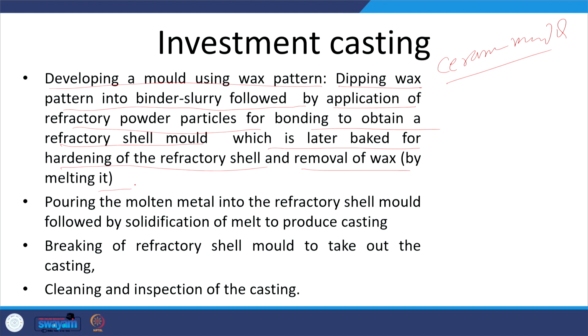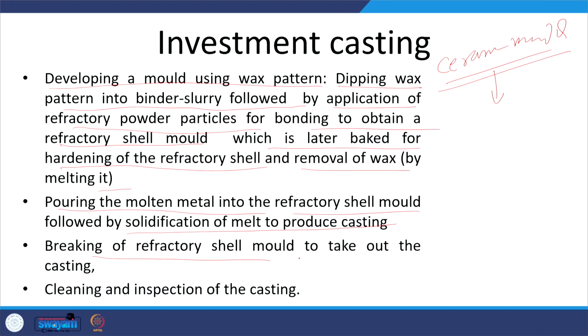So once the shell is ready, it is heated so that the wax is removed and the refractory shell is left behind. This refractory shell acts as a ceramic mold. Now, in the ceramic mold we will be pouring the molten metal, followed by solidification of the molten metal to produce the casting.